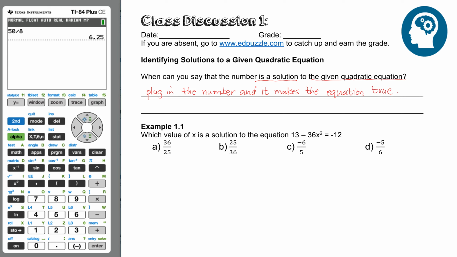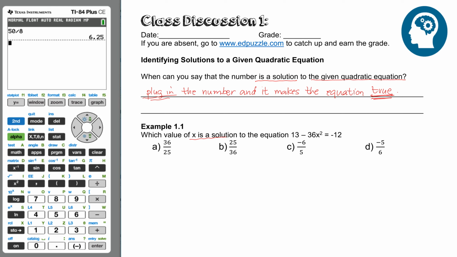And this is a very basic idea. When you identify a solution, you have to make sure that when you plug in the number, it makes the statement true. Now let's work on example 1.1. Which value of x is a solution to the equation 13 minus 36x squared equals negative 12?